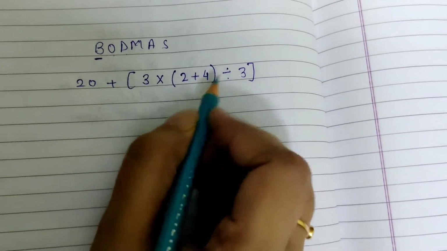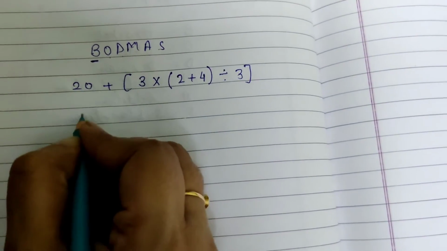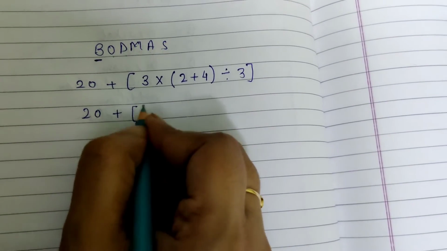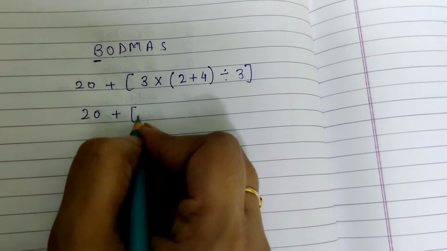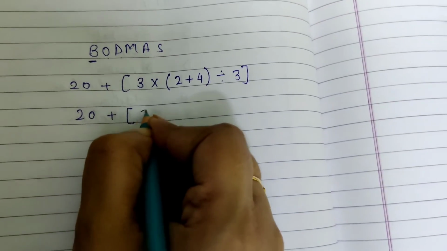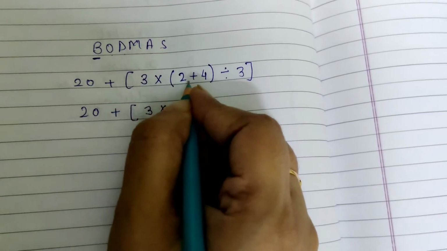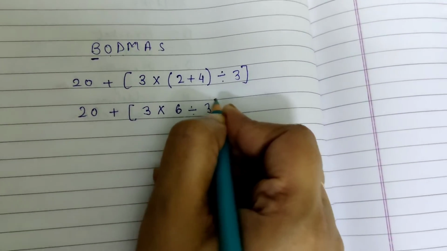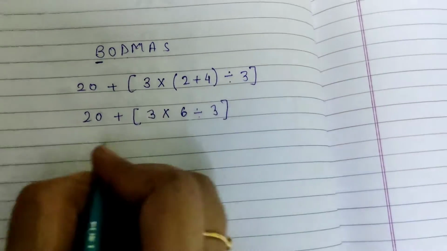Inside there can be any operation, but I'm going to solve this first. So I'm going to write 20 plus bracket, this is called a rectangular bracket, or you can say the square bracket, box bracket, different names. 3 multiply by, now this becomes 2 plus 4, 6 divided by 3 bracket close. Okay, one bracket has been removed.